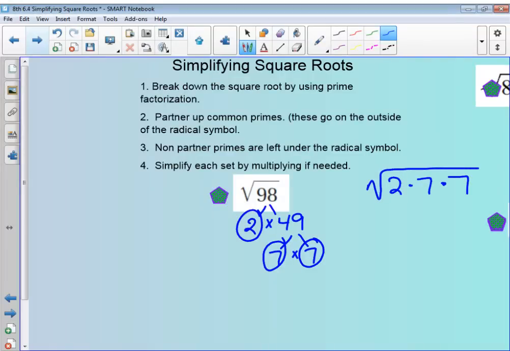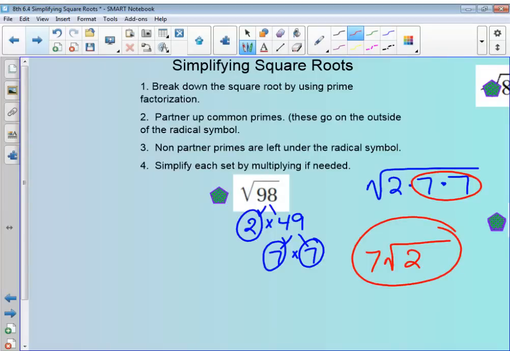Okay, so I wrote out everything in order. I'm now going to see if I have any pairs. I see there's a pair of 7s here. So I get to write that once on the outside of the radical sign. So 7. Whatever's left over is going to go underneath that radical sign, which was a 2. This is my final answer. This time I couldn't simplify in either set because there were no other numbers on the outside or underneath. So 7 times the square root of 2 is going to be my final answer.